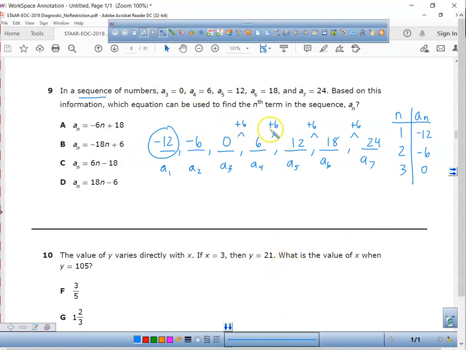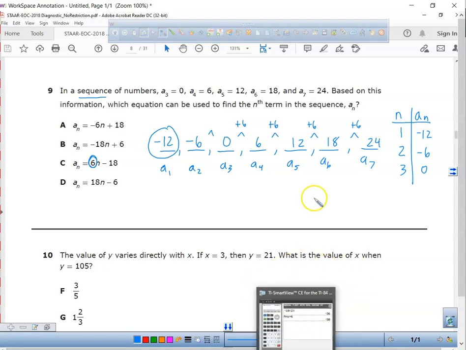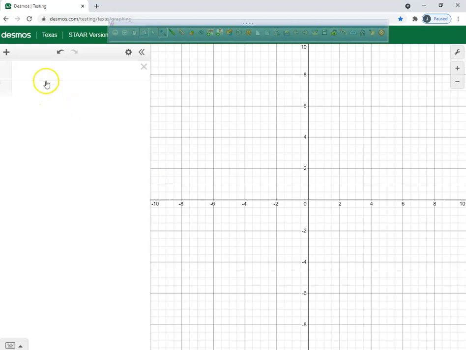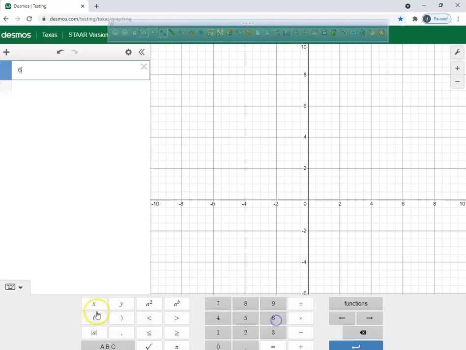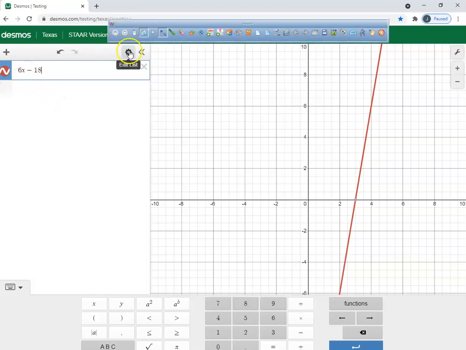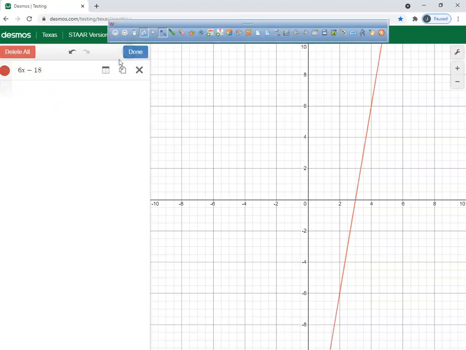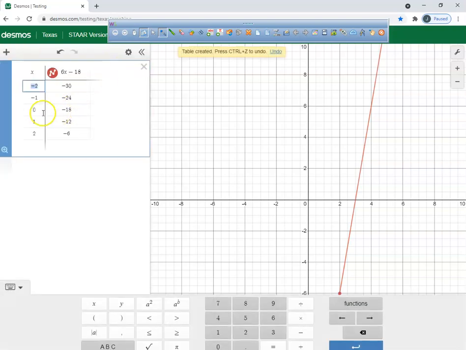So let's think, what's it going up by every single time? That's what you need to look for. Look. Right there, it's going up by 6 every single time. So let's say you had a calculator, and you wanted to use it. I'm just going to use Desmos since we have access to it. Look what happens if you just typed in, instead of an n, 6x minus 18. So instead of an n, use an x, hit the little gear button, and make a table.